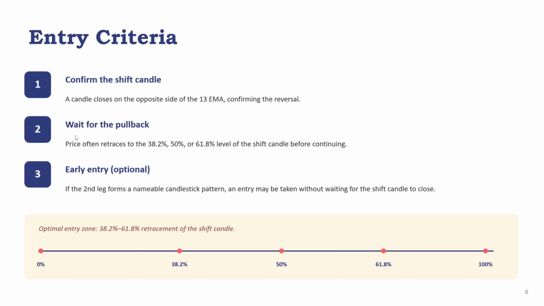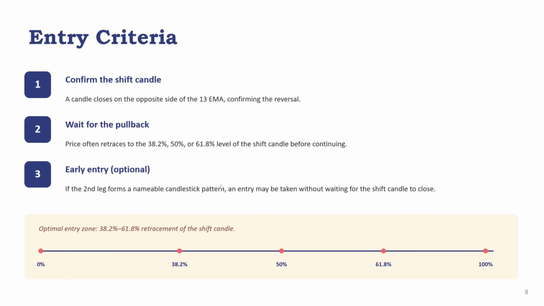The second kind of entry is when you wait for a pullback after the shift candle. The shift candle, I told you, is mostly around 10 to 20 pips. So after it shifts, you might wait for a small pullback, maybe 38, 50 or 61.8 depending on how big the candle is. The other entry is a pro entry. The moment you see a nameable candle pattern on the second leg, you just click sell or buy before it even crosses the 13 EMA. When you become a pro, this is what you will be doing.